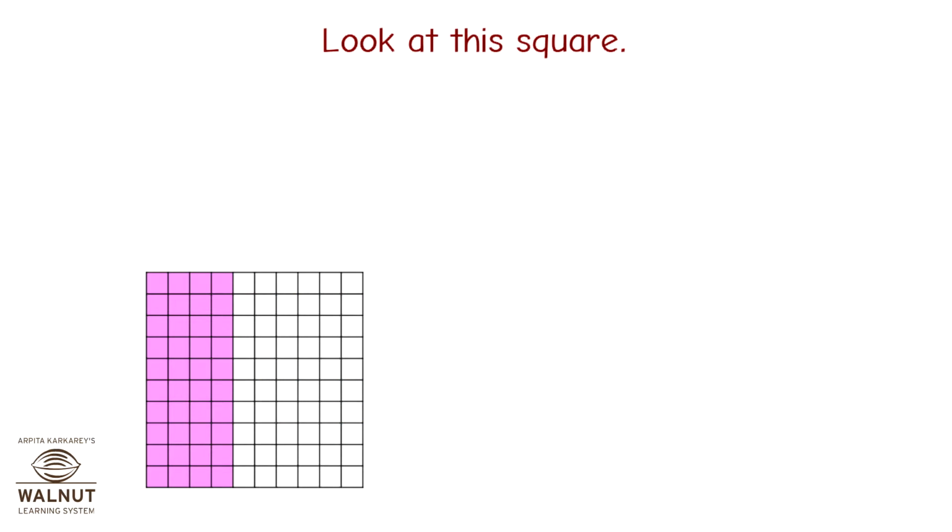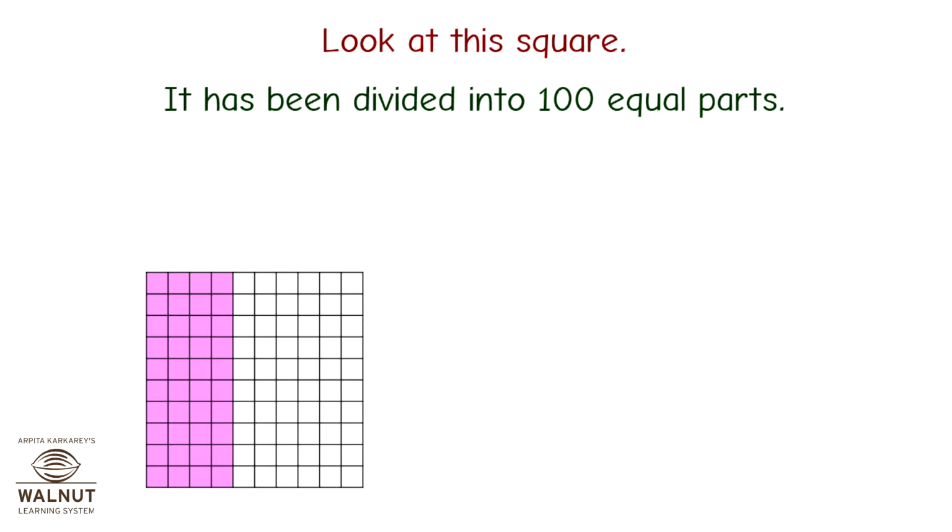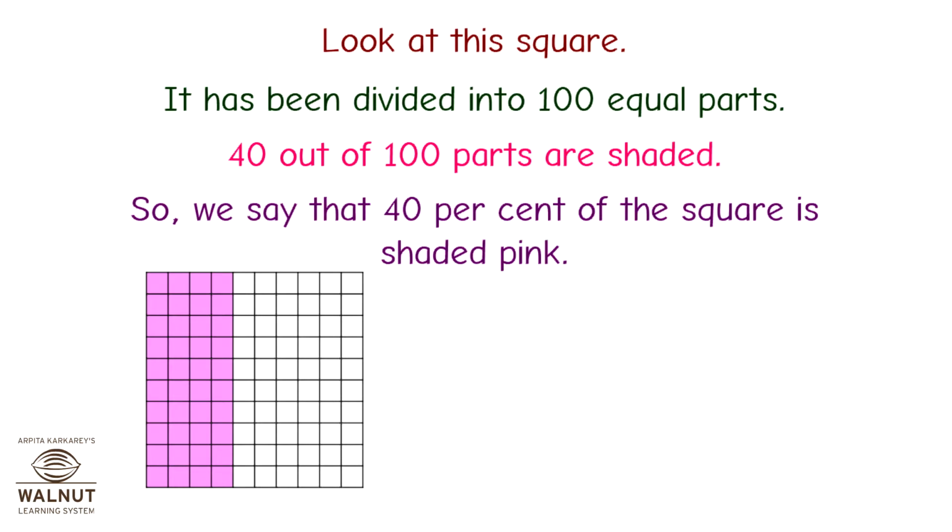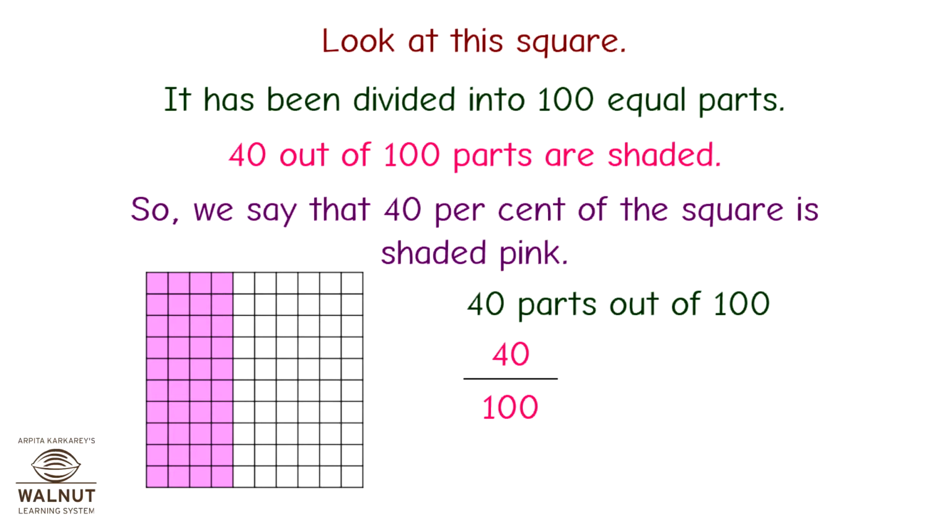Look at this square. It has been divided into 100 equal parts. 40 out of 100 parts are shaded. So we say that 40% of the square is shaded pink. 40 parts out of 100 is written as 40 upon 100 is shaded. In percentage, we write it as 40% is shaded.